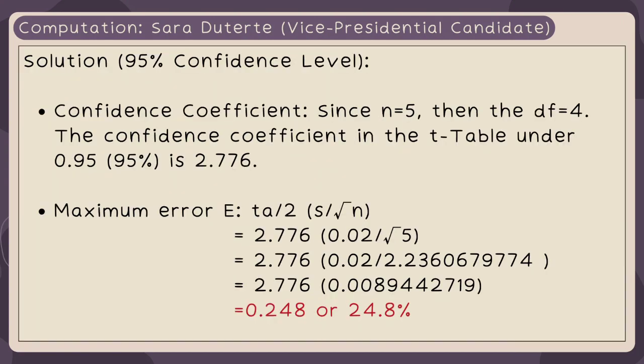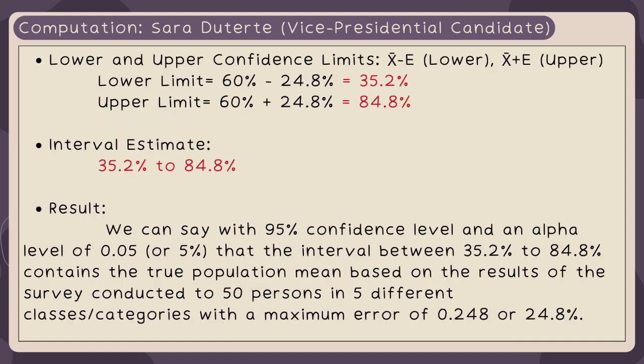Solve for maximum error. So 2.776 quantity 0.2 over the square root of 5. 2.776 quantity 0.2 over 2.23606797774. 2.776 quantity 0.0894427919. Then 2.776 times 0.0894427919. The answer is 0.248 or 24.8%.